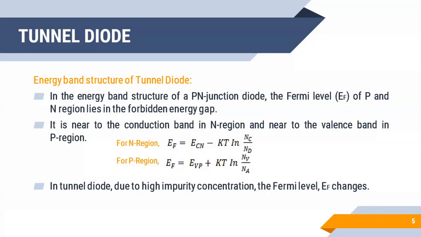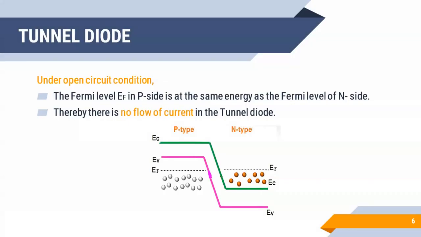Now we are going to see the energy band structure of the tunnel diode. We all know that in a p-n junction diode, the Fermi level will be nearer to the conduction band in the N region and nearer to the valence band in the P region. And we already know these two expressions also. When it comes to the tunnel diode, the Fermi level will change for each biasing condition due to the high impurity concentration. Now we will see them one by one. This diagram shows the structure of the energy band under open circuit condition. Here, the Fermi level of the P side and N side are at the same energy level. So, of course, there will be no flow of current in the tunnel diode under this condition.